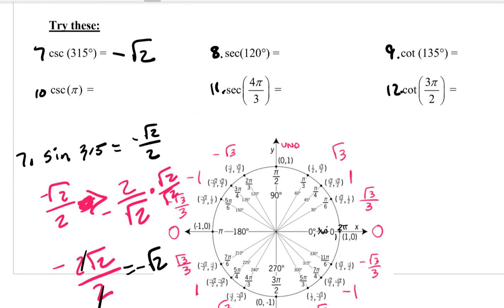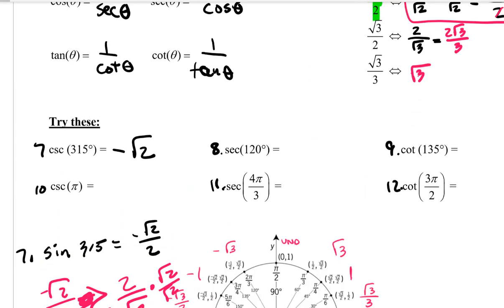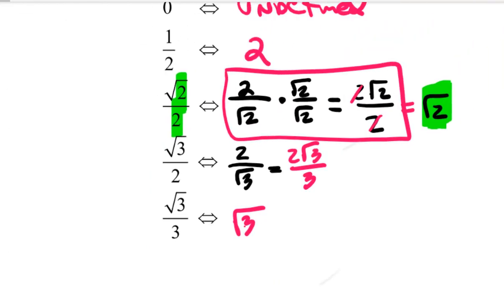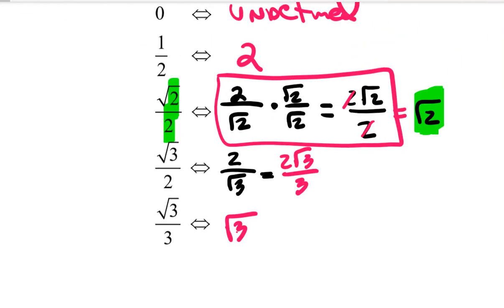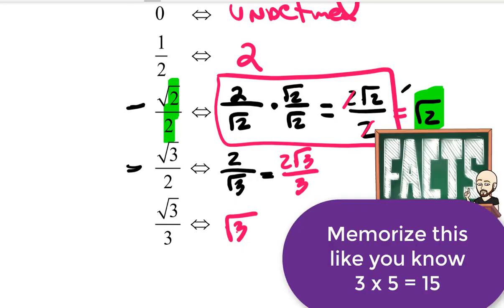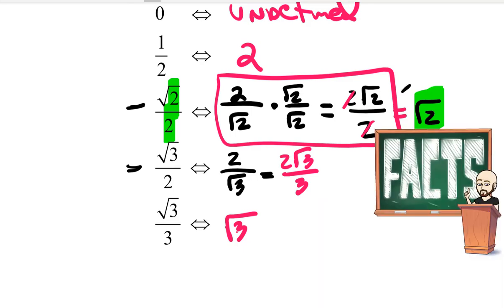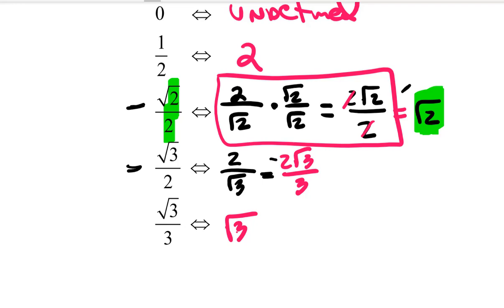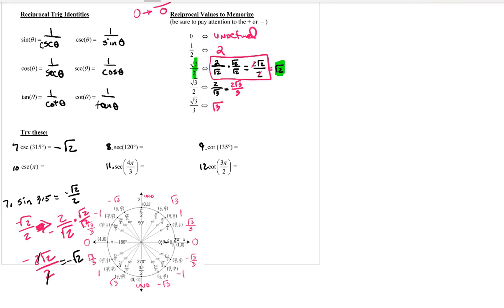So having these values memorized from before is going to be really cool. And if this value is negative, that means your answer is going to be negative. So if you had negative square root of 3 over 2, its reciprocal would be negative 2 square roots of 3 over 3. Those are all critical parts to make sure that you've got down.